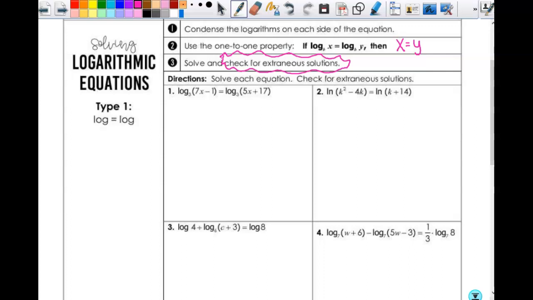Okay? So let's think about this. This is why you need to be able to picture these parent functions in your head. For an exponential function, what's the domain?